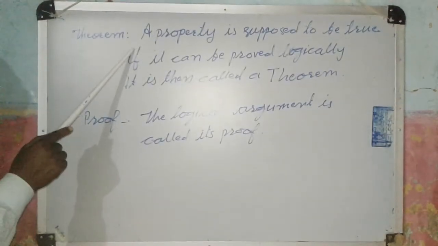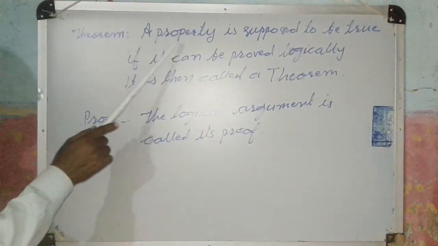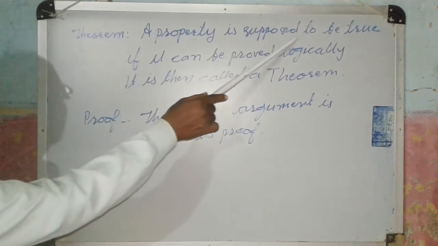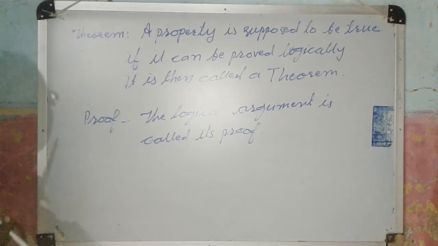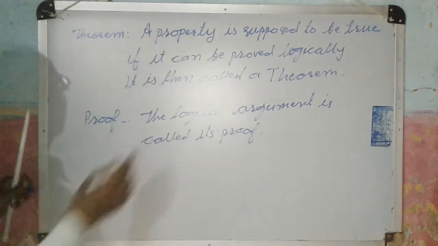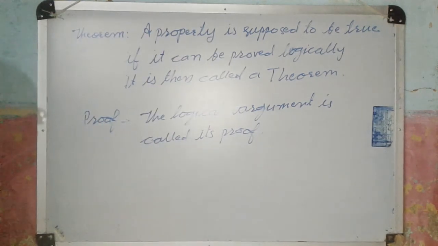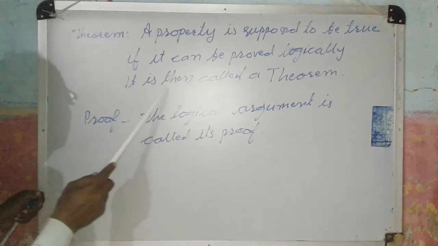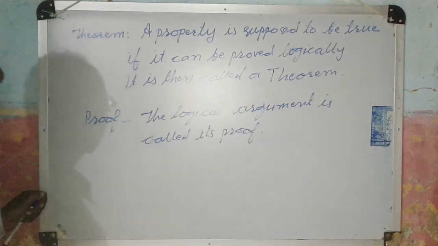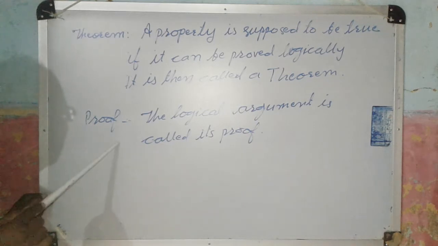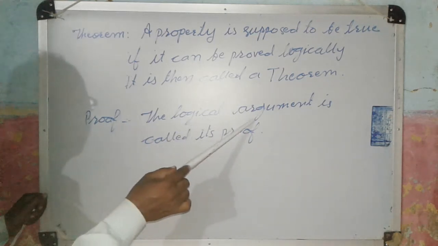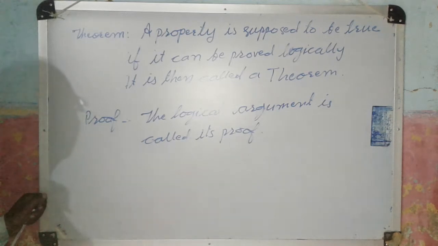So, a theorem means a property is supposed to be true if it can be proved logically. Then it is called a theorem. That means the property which can be proved logically is called a theorem. And the proof of a theorem means the logical argument is called its proof.